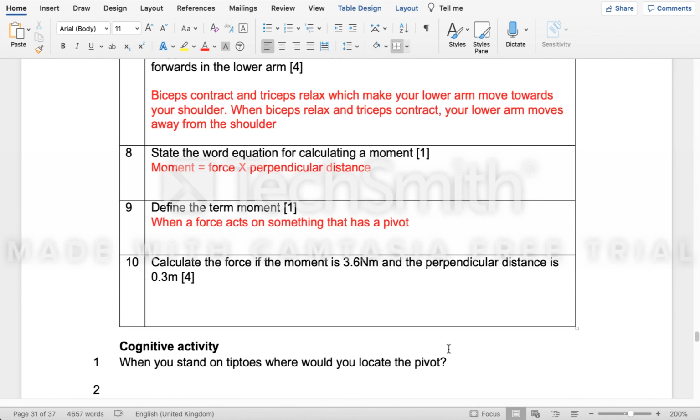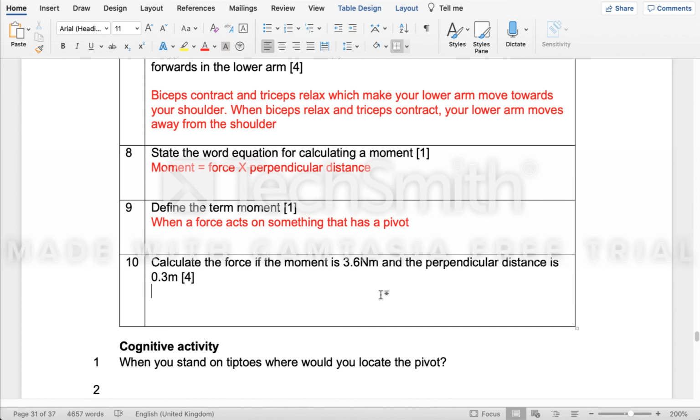Okay, and the last one here is going to be number 10, which is calculate the force if the moment is 3.6 Newton meters and the perpendicular distance is 0.3 meters. Now notice how this one's worth 4 points as well, because for questions like these on an assessment, little details matter, okay? So where you're going to get your first points is actually writing down the formula. So in this sense, it's going to be writing down the equation.